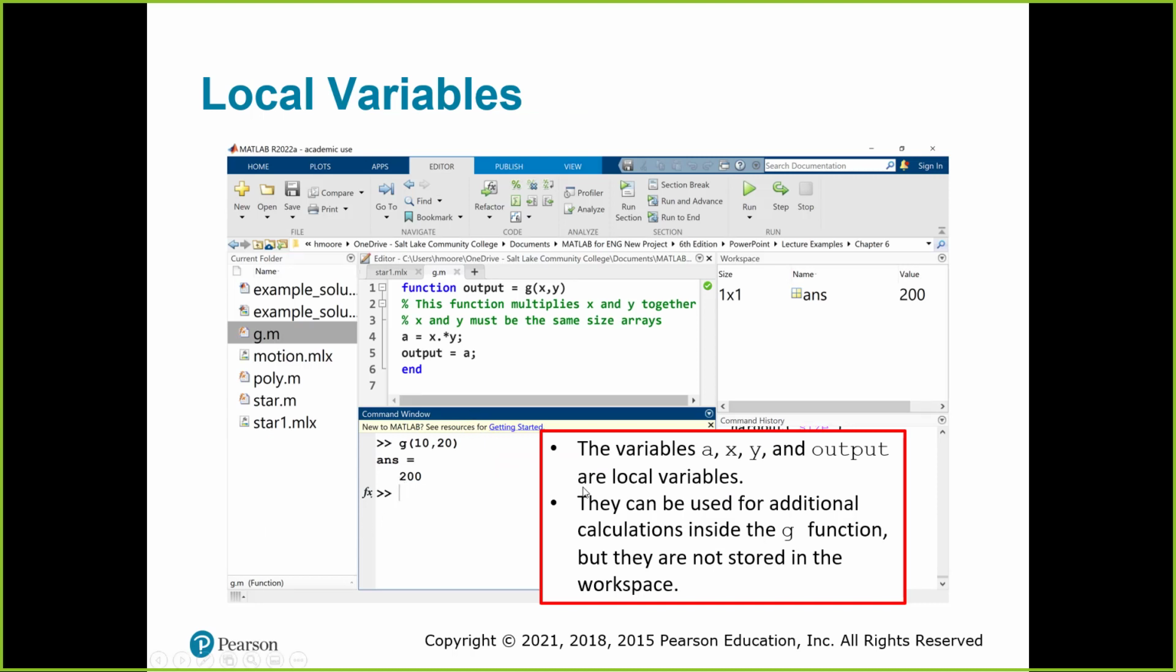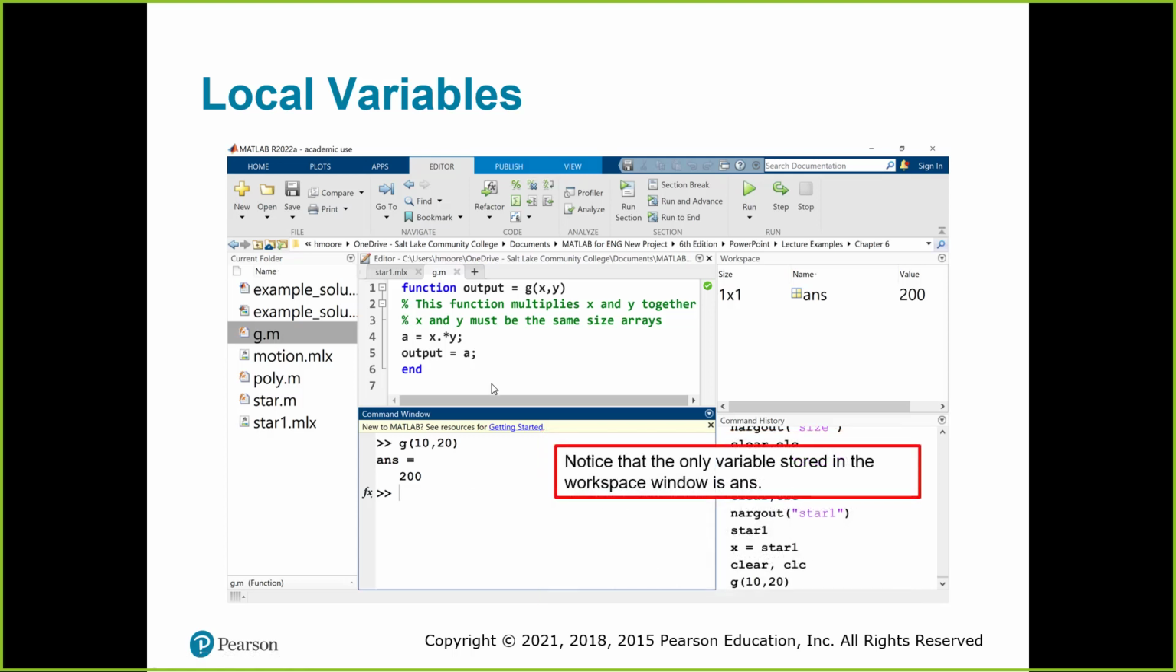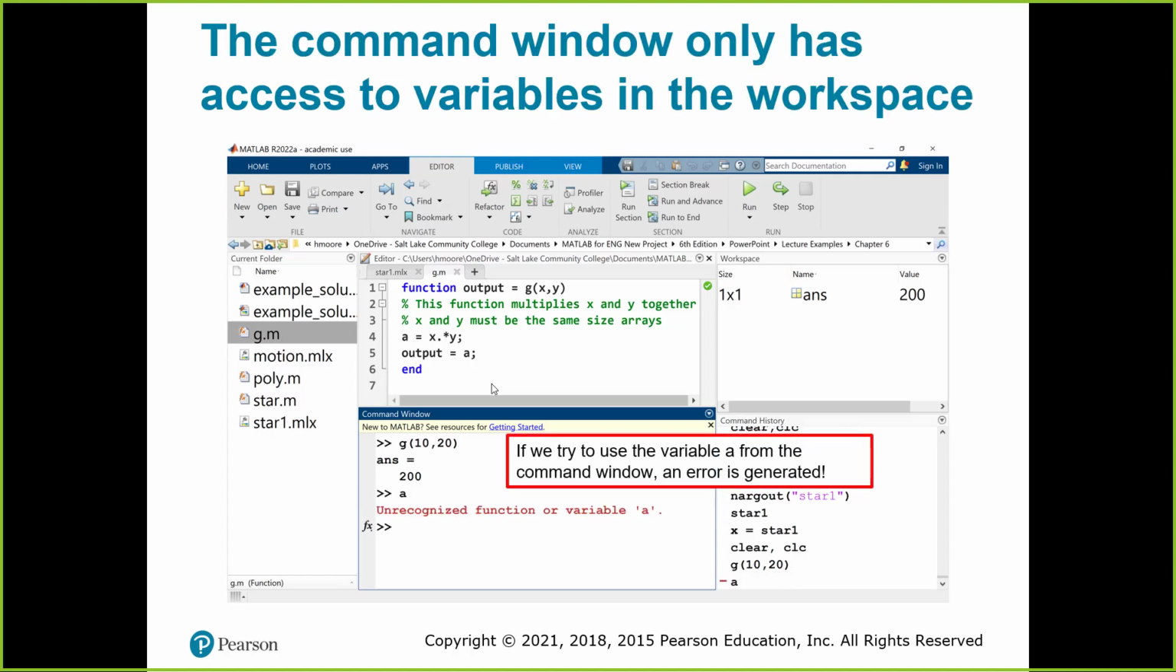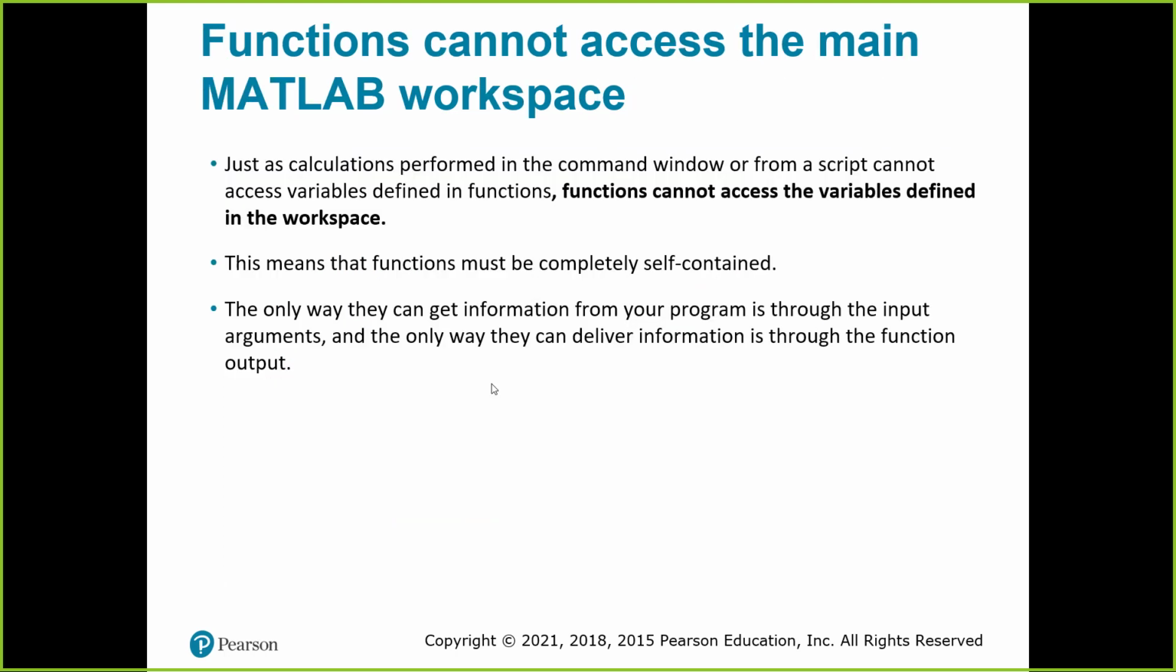Let's see. The function G is also using the same variables, but they're not stored in the workspace. So you can see over here in the workspace, this has been executed, but there is no A, X, Y, or output, just the answer from executing the code. So if we try the variable A from the command window, an error is generated, because once the function is done with the variables, it forgets all about them. So functions cannot access the main workspace.